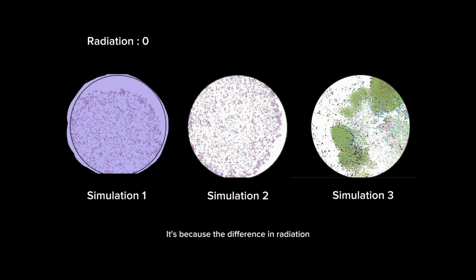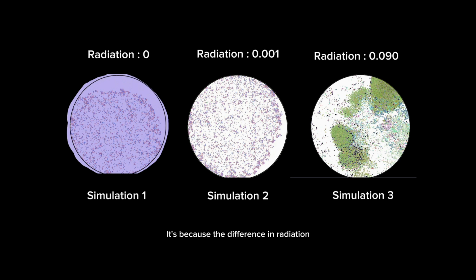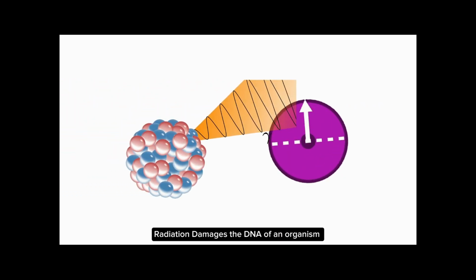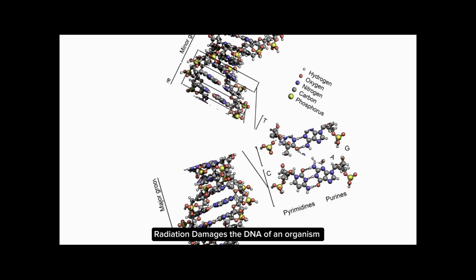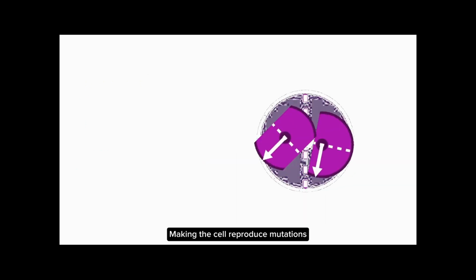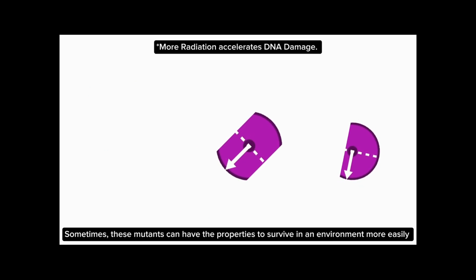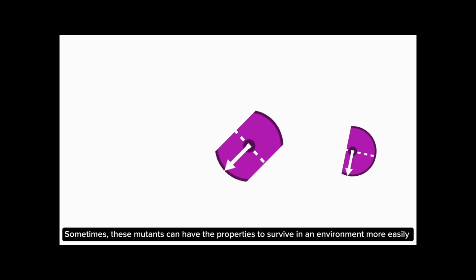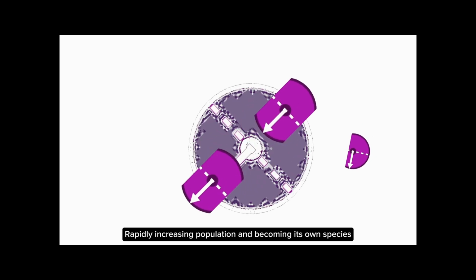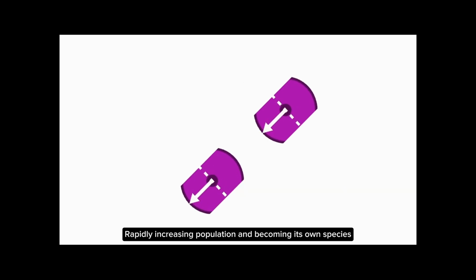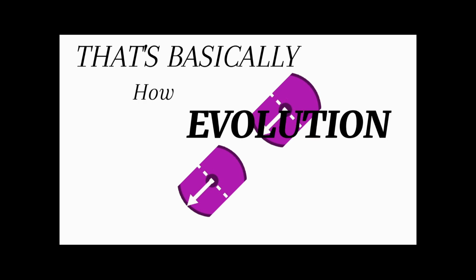It's because of the amount of radiation in each simulation. In both real life and in Cell Lab, radiation damages the DNA of a cell, causing it to reproduce mutated copies. But some mutations might produce offspring that has properties that can help them survive in an environment more easily, so the population of the specific mutant will increase rapidly, eventually becoming its own species. That's basically how evolution works.